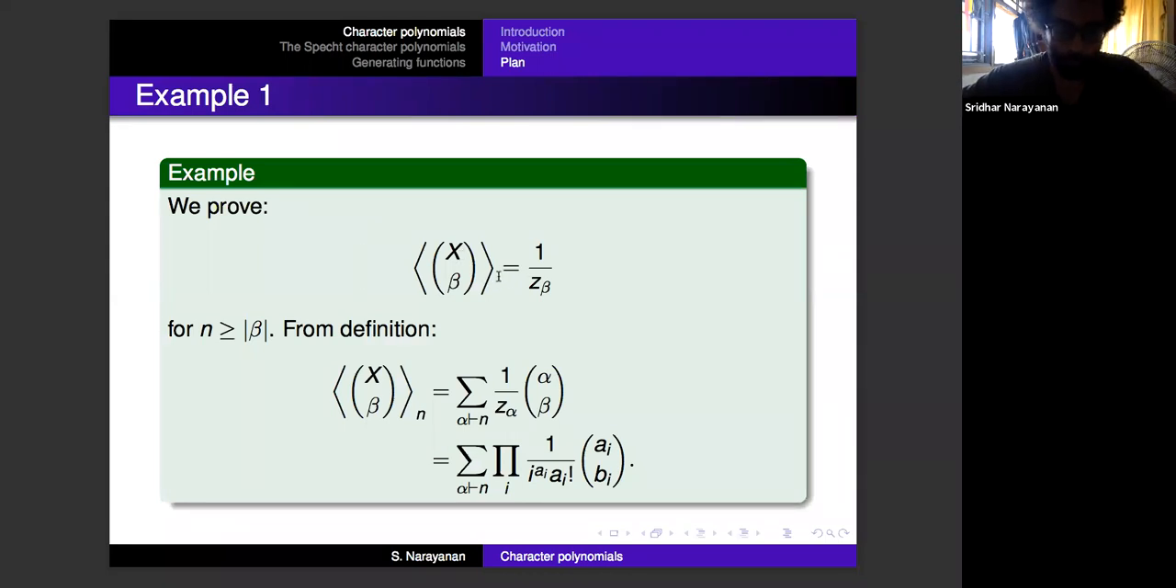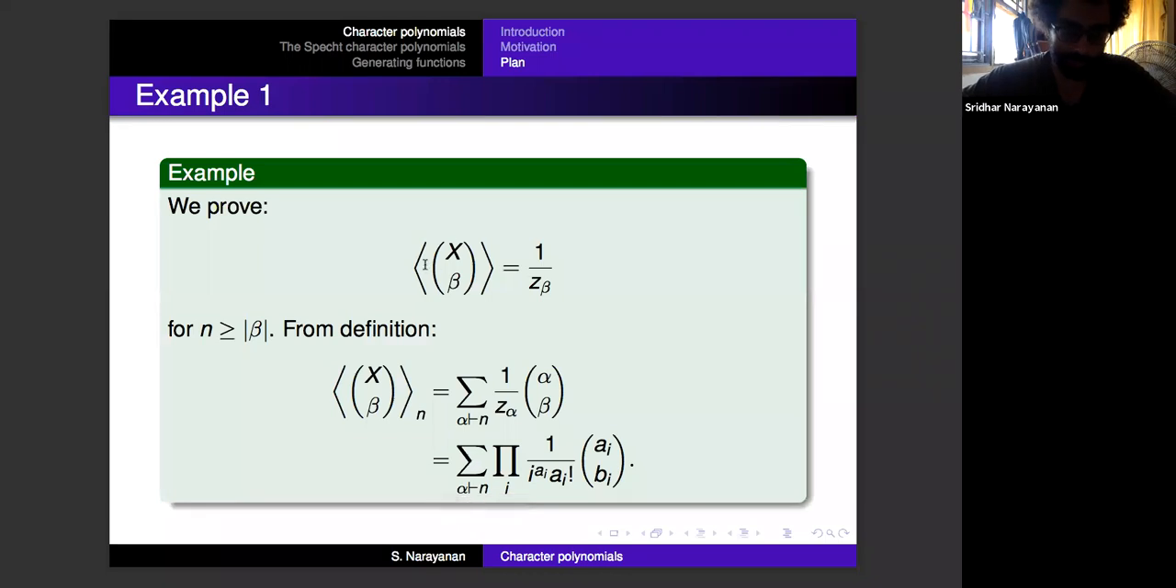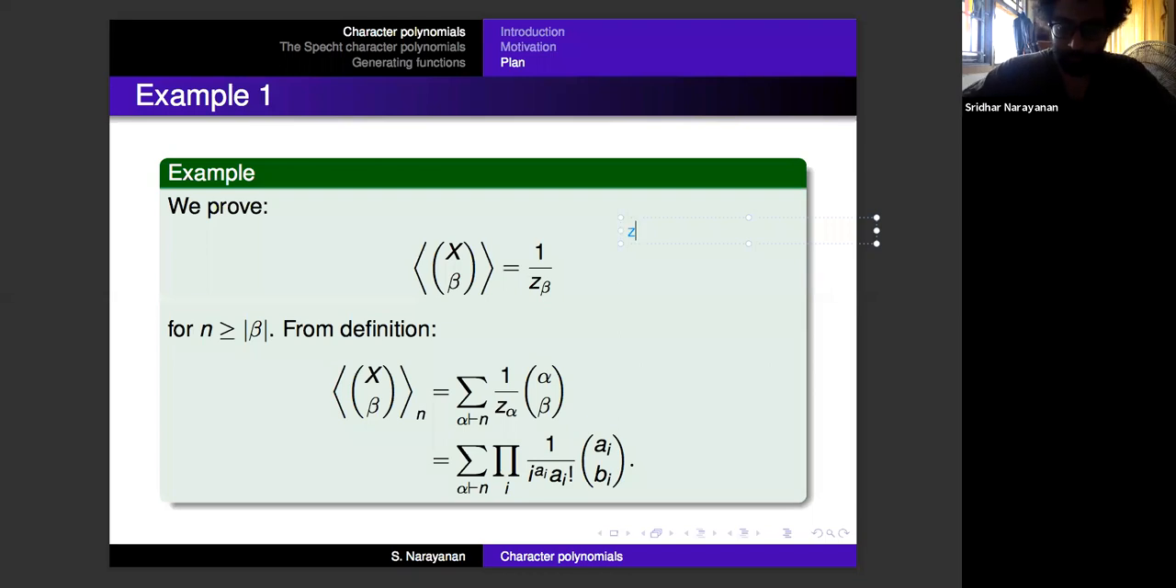Here we are going to prove that, when I write a moment without a following n, I just mean the stable moment. The moment of x choose beta evaluated at some n stabilizes, and that stable value is equal to 1 over z_beta, where z_beta is the size of the centralizer corresponding to beta. This z_beta is the product over i of i raised to b_i times b_i factorial, where again recall that b_i is the number of i's in the partition beta.